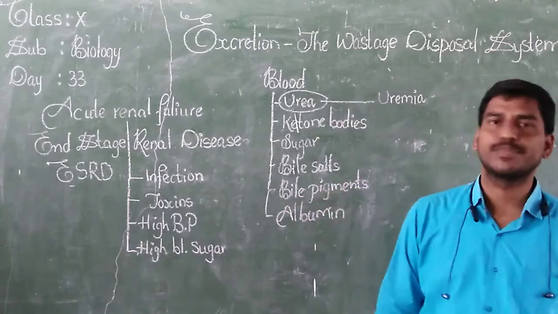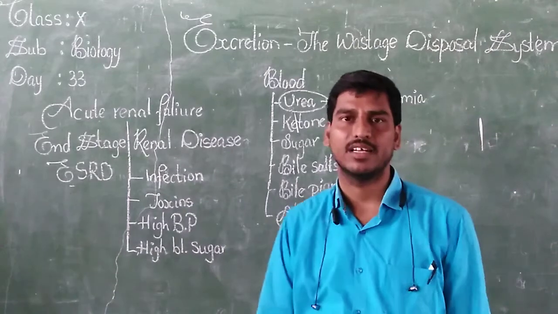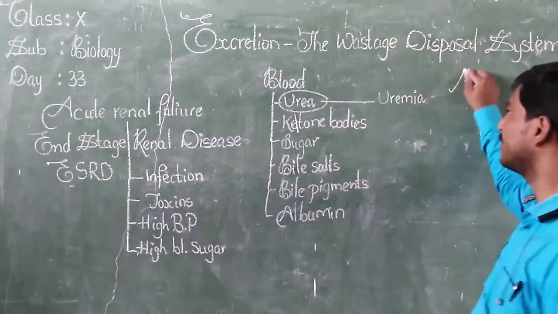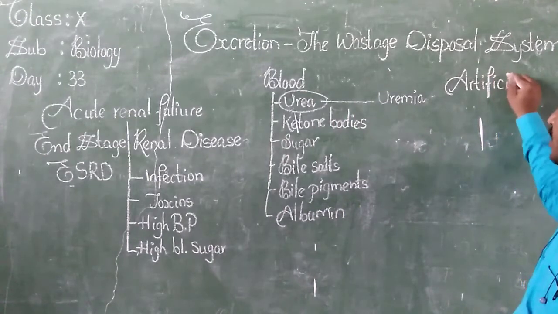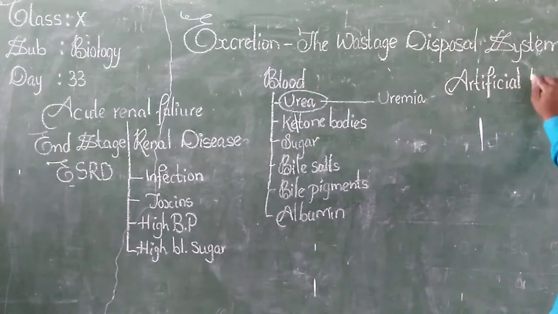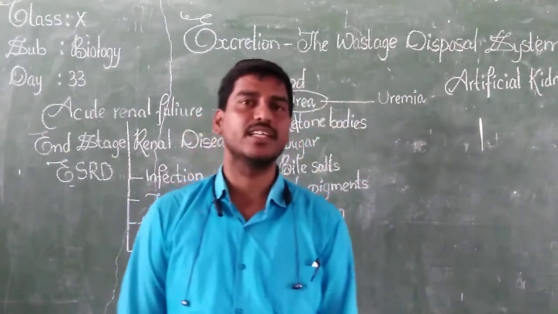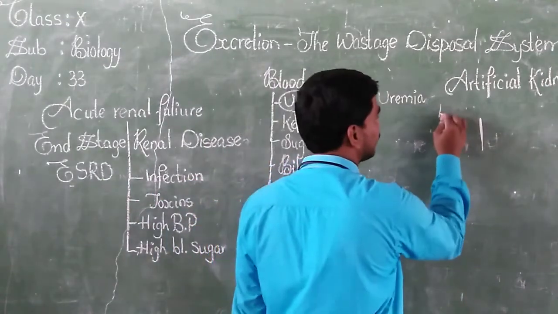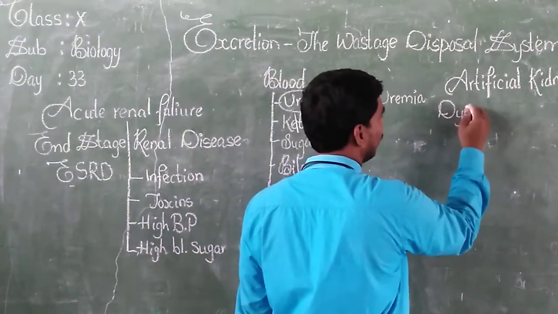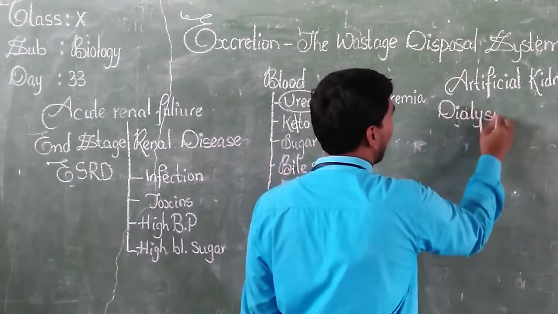During this condition, uremia, when kidneys have failed, doctors advise the patients to go with an artificial kidney. Now what is this artificial kidney? Actually, an artificial kidney is a dialyzer machine, and this dialyzer machine works under the principle of dialysis.